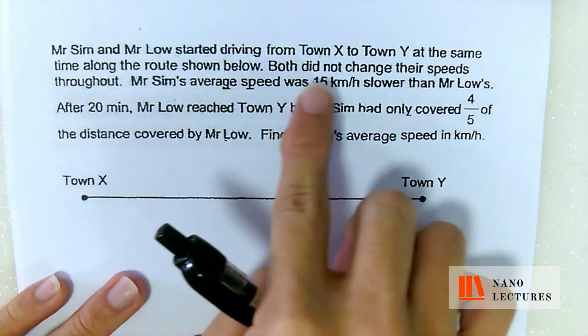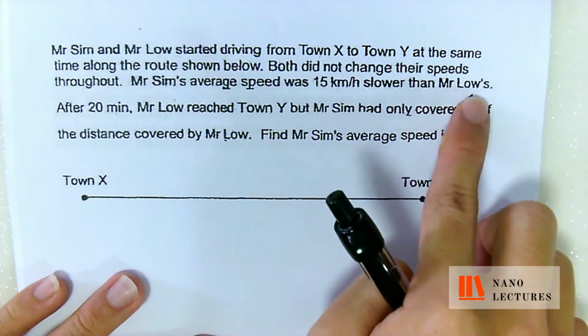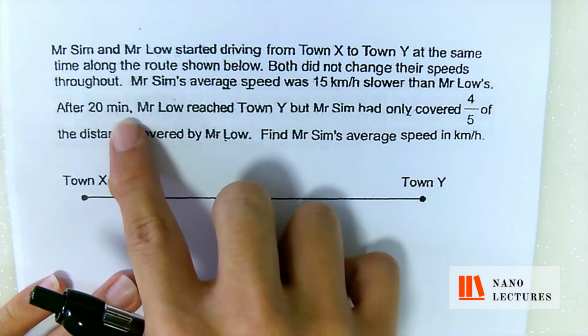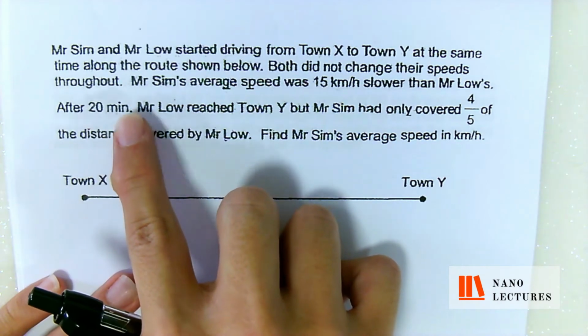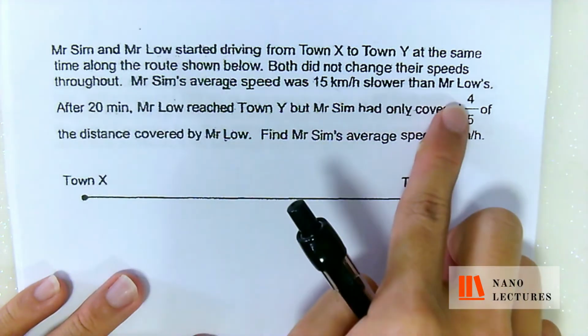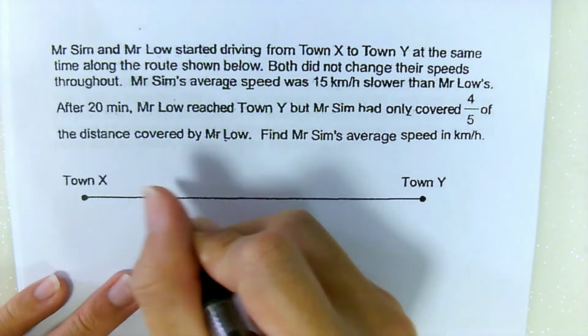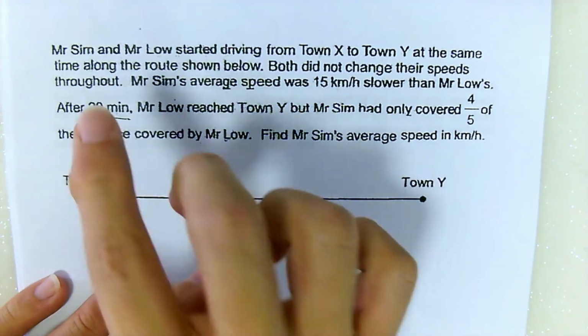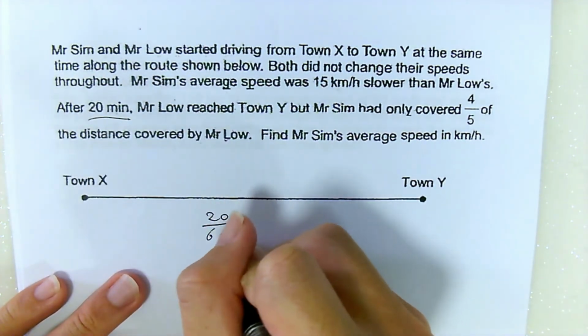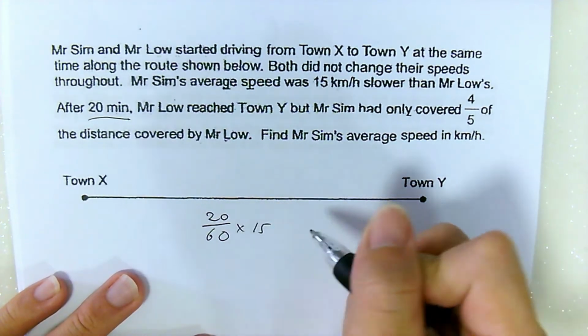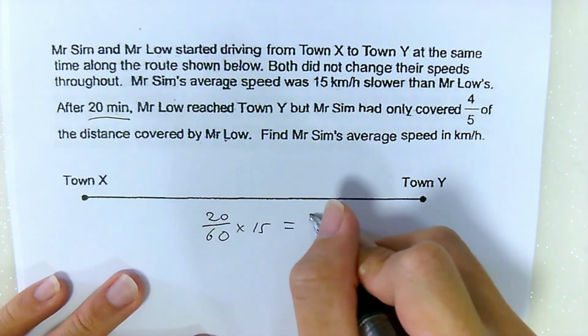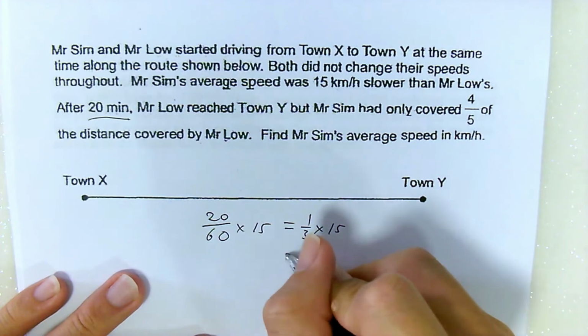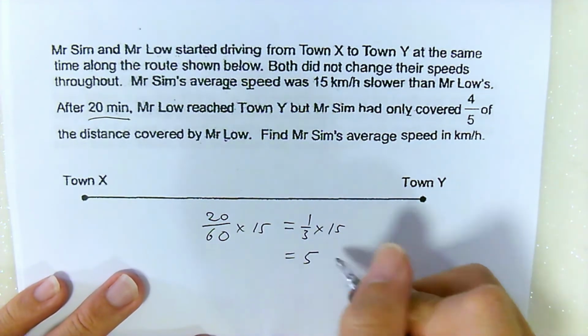Now, we know that in 1 hour, Mr. Sim will be behind Mr. Low by 15 km. How about in 20 minutes? In 20 minutes, how far behind will Mr. Sim be from Mr. Low? Let's do it. We change the minutes to hour, so it's 20/60. Then we multiply by 15. 20/60 will basically be 1/3. 1/3 multiplied by 15, that will be 15 divided by 3, that will be 5 km.